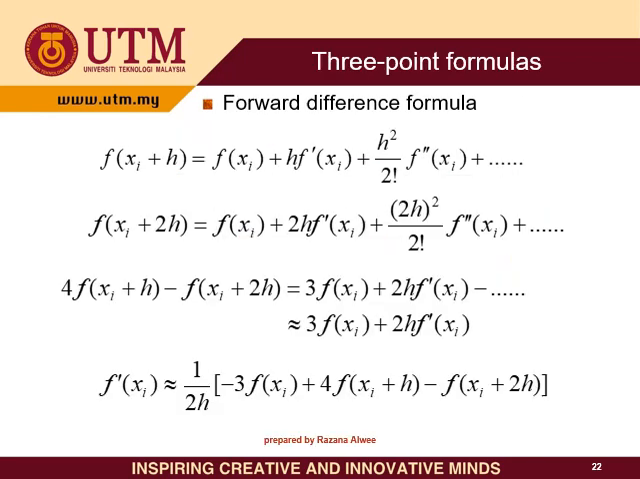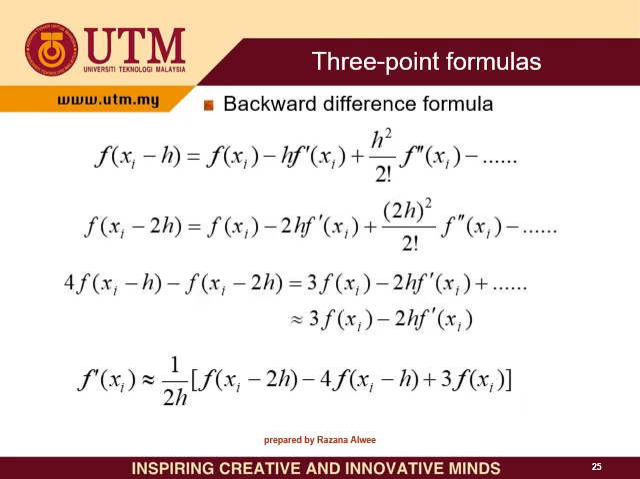Now we're going to the 3-point formulas. This is the derivation of the formula, and at the end, we will use this formula to calculate the 3-point forward difference. Then we have the backward difference, which has its own derivation of the formula. And this is the final formula for the 3-point backward difference that we will use.